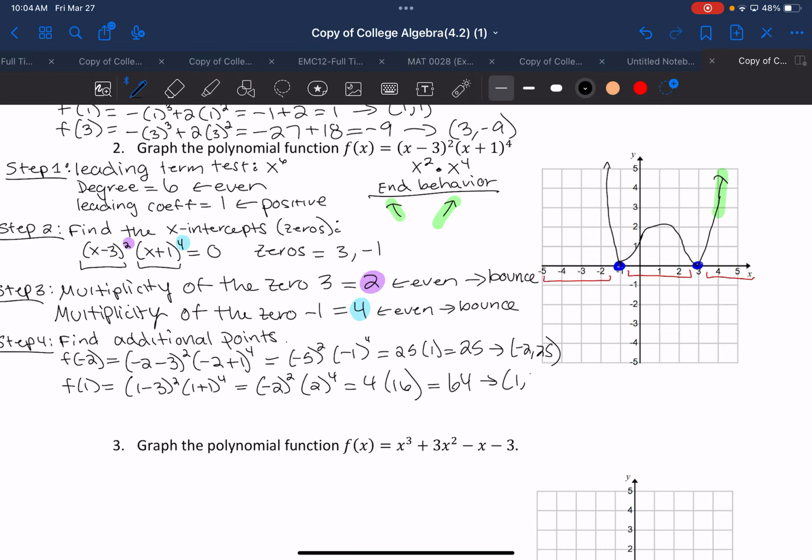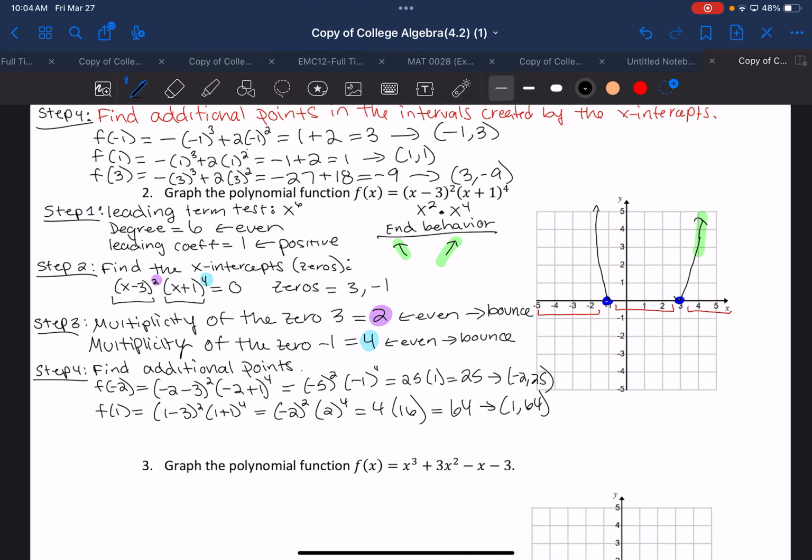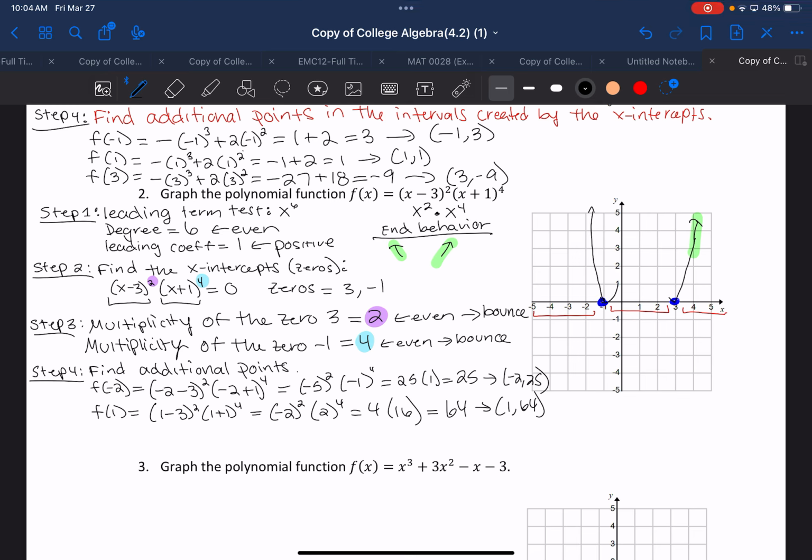So this is a huge number, which means, so that gave me the point 1 comma 64. I plugged in 1, I got an output of 64. So 1 comma 64 would be way up there off my graph. So that means it's going up, up, up, up, up, and I'm just going to pretend like this is 64 up here. It's a pretty weird drawing.